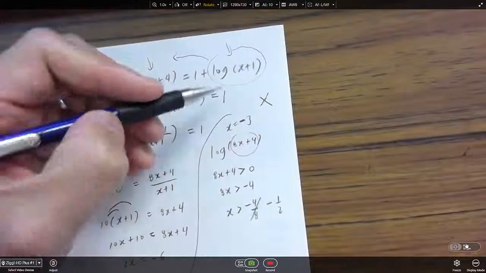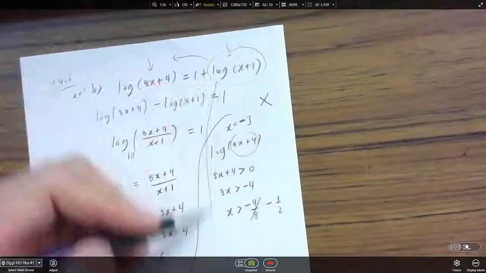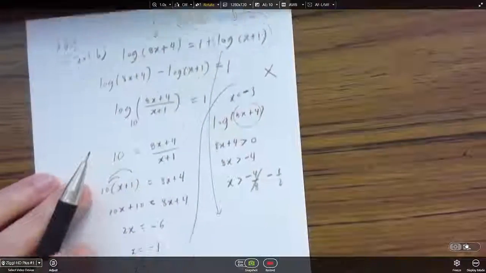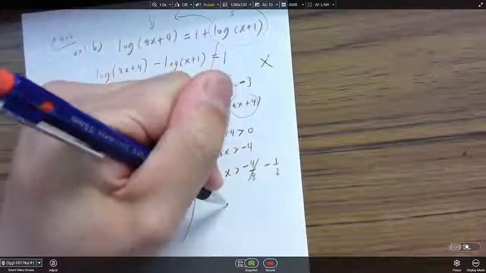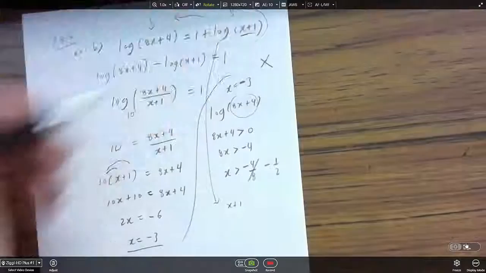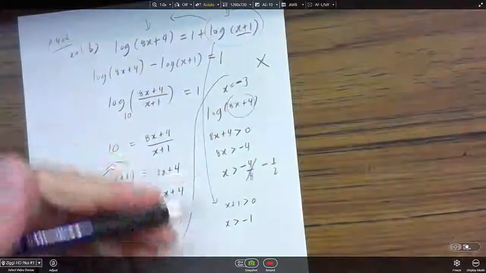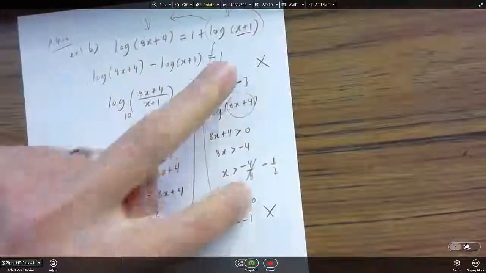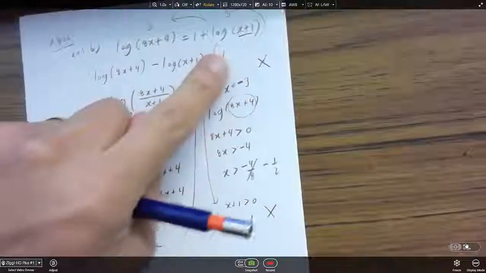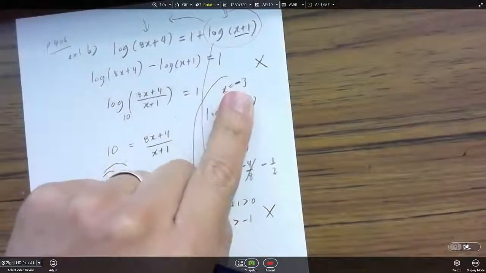Just for fun, let's check it out over here on the right. We don't have to. We already know this answer is rejected. Just for fun, we're going to say x plus 1, that's this part here, must be greater than 0. We have x is greater than negative 1. Again, it fails. We only need 1 fail, but in this case, we realize that this answer really doesn't work at all.